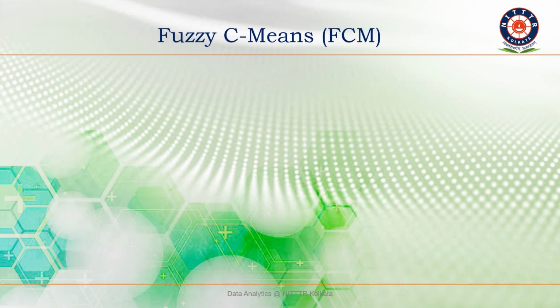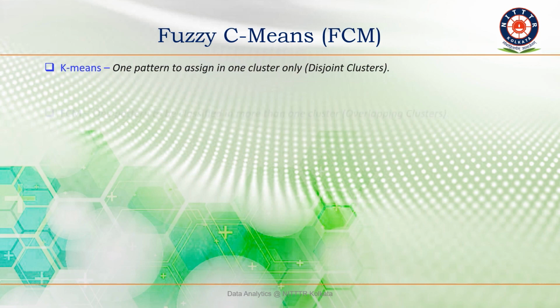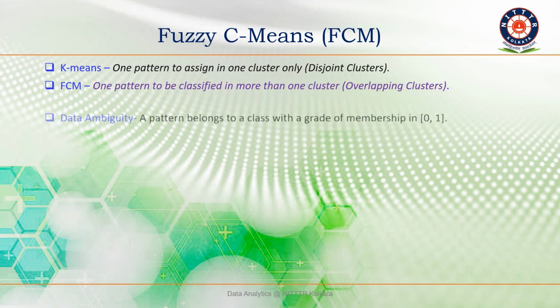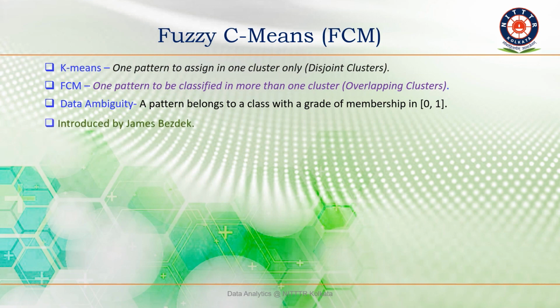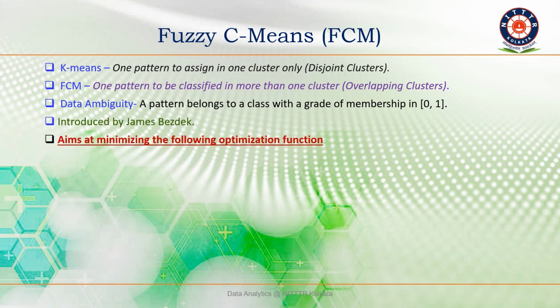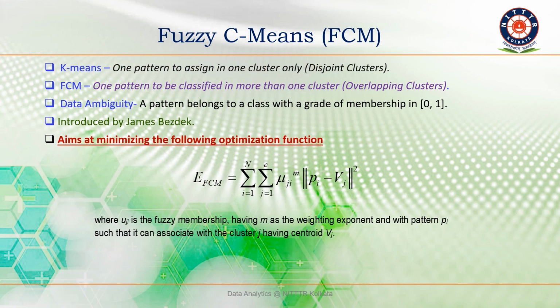Fuzzy C-means clustering was first introduced by James Bezdek. It is an extension of the K-means clustering, where one pattern is assigned to one cluster. But in fuzzy C-means clustering, one pattern can be classified in more than one cluster, and that is the situation of overlapping clusters. So, the problem is addressed basically in terms of data ambiguity. By data ambiguity we mean a pattern belongs to a class with a grade of membership in the interval of 0 to 1. Fuzzy C-means clustering is based on minimizing the following optimization function.